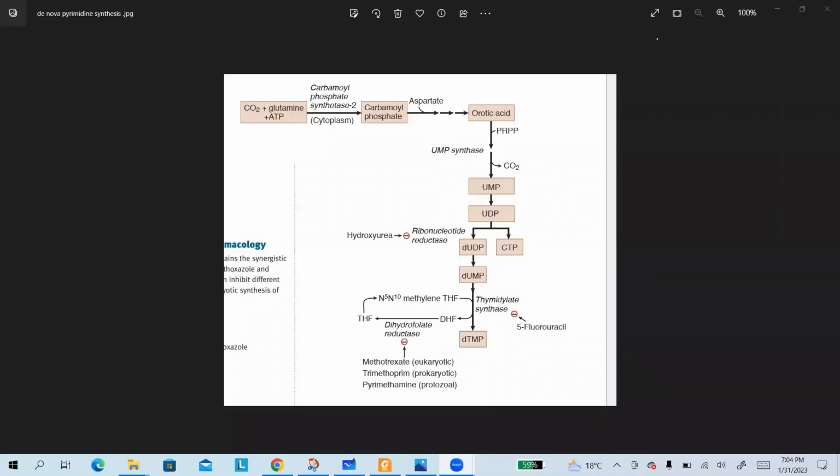Now I am going to discuss the de novo synthesis of the pyrimidine bases. This is basically super high yield stuff for the USMLE Step 1. So what happens in de novo pyrimidine synthesis? Carbon dioxide, glutamine, and ATP react with each other to form carbamoyl phosphate. This compound is produced and catalyzed by the carbamoyl phosphate synthase 2 enzyme. This is a rate limiting step.